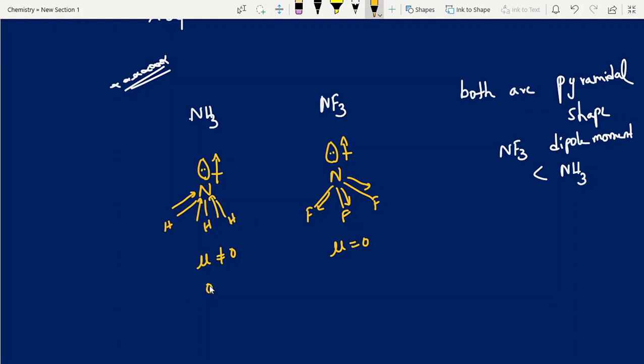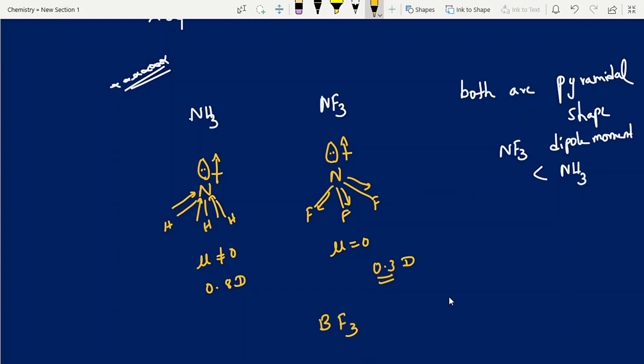Here you will get 0.8 D units. The Debye unit plays an important role in dipole moment, and we express it in Debye. 1 Debye equals 3.33564 times 10 to the power of minus 30. I will give the values and numericals in the next video. Here also the dipole moment is not equal to 0, you get a value like 0.3 Debye.